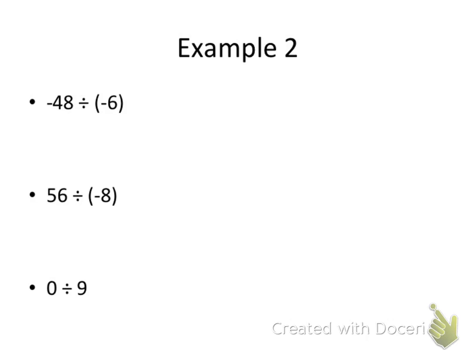So let's try division. Similar rules apply. When we take a negative divided by a negative, we will get a positive solution. Same signs will equal a positive solution. When we have a positive divided by a negative, we'll have a negative solution. And then 0 divided by 9, a positive number or a negative number, would always give 0. 0 divided by any number will give 0.